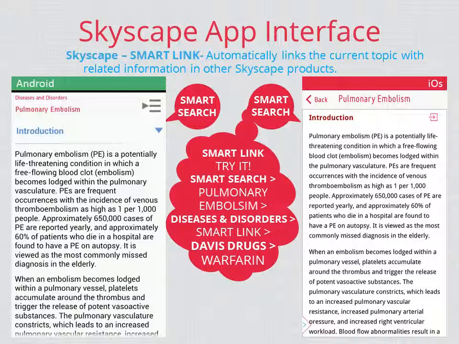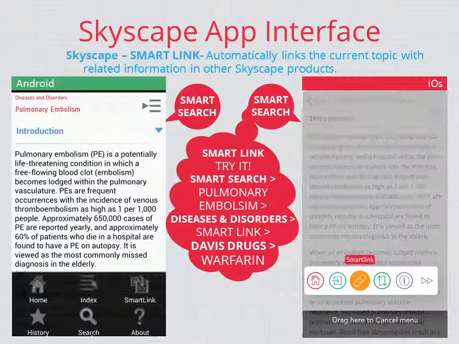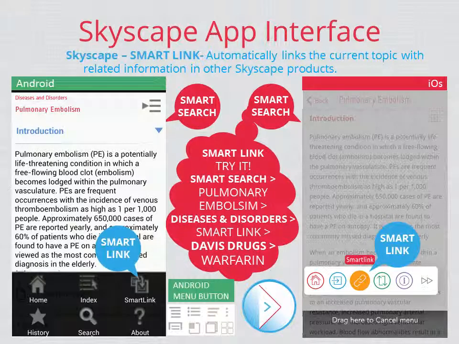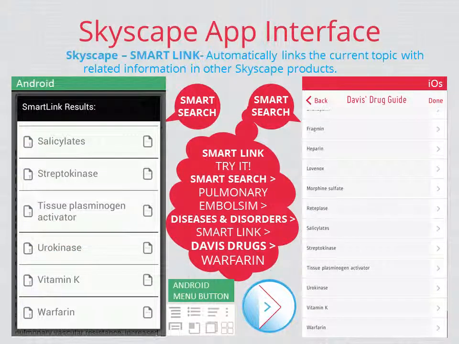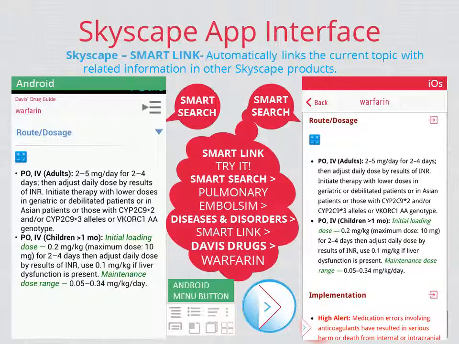Now that we have found some differential diagnosis information on PE, let us find some drugs that are related to PE. For this we can tap on the Smart Link button and a list of our resources appear. Let's choose Davis Drug Guide. When we choose Davis Drug Guide, it gives us a few options to choose from. Let's choose warfarin. Now we can read some information about the treatment for PE with warfarin. You can see how quickly and easily we were able to search for a disease and then quickly find the drug information related to that disease.